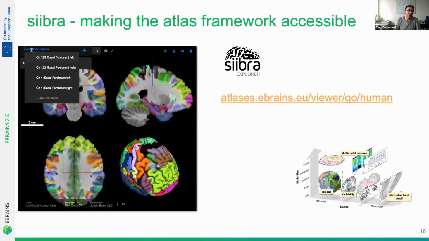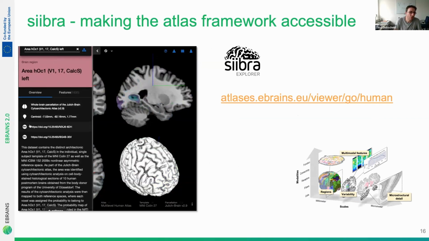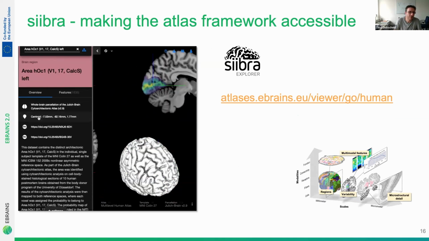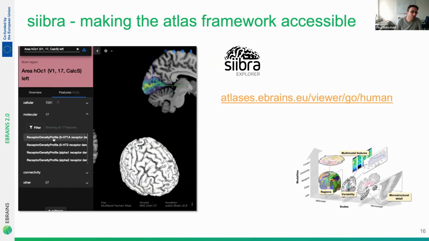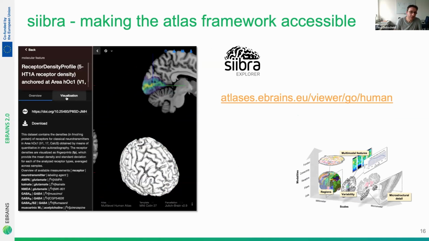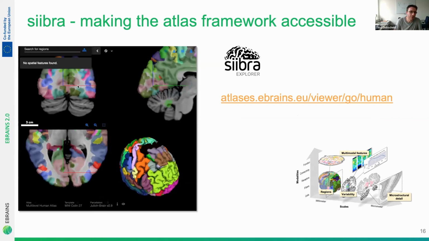The online viewer already provides you possibilities to go through the whole setting I just showed. You can find the atlases there, you can find the probabilistic maps, you can find linked data here. This is just a very quick run through, and you will do this in much more depth tomorrow.